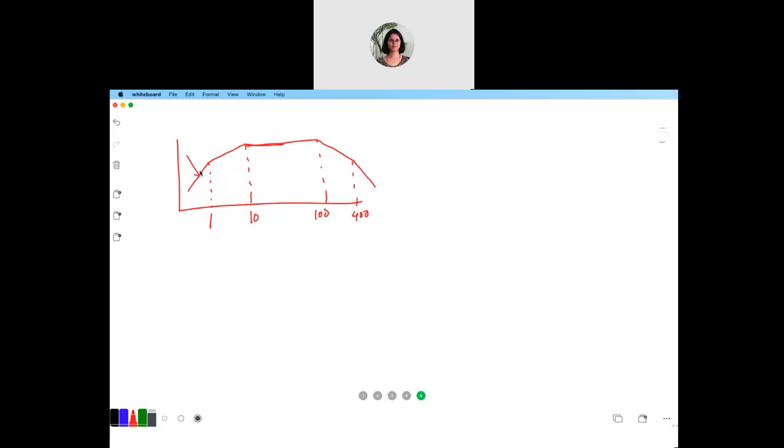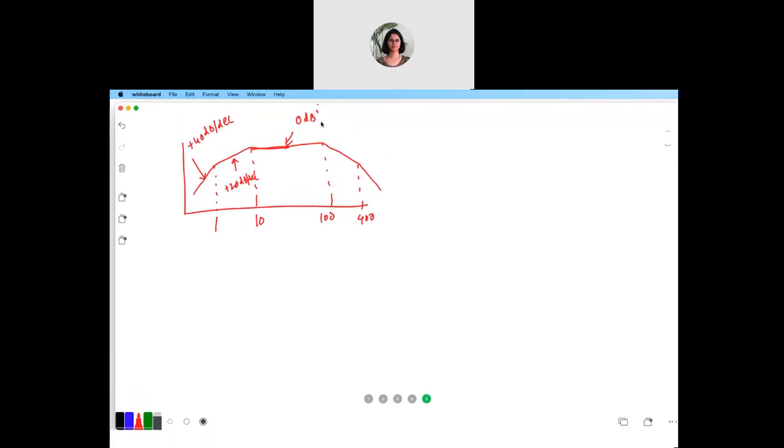Here the slope is given plus 40 dB per decade. Here slope is given plus 20 dB per decade. Here it is a straight horizontal line, so it is 0 dB per decade. Here it is minus 20 dB per decade. And say here it is minus 60 dB per decade. Okay. And say I know the magnitude at this point, and the magnitude is say 40 dB.